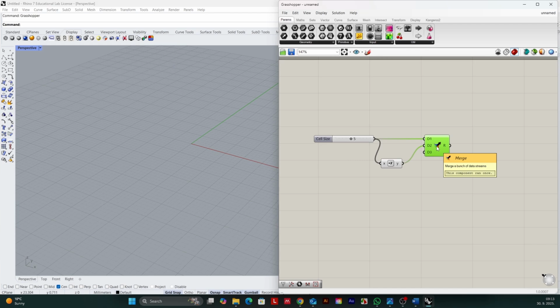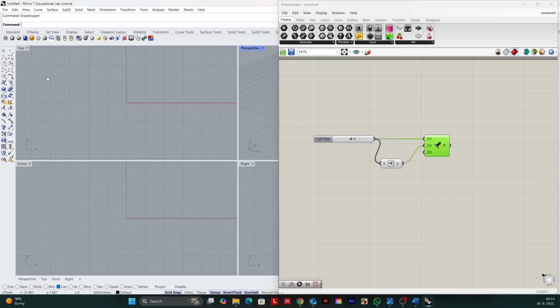So what does it mean? It means that our future unit cell is going to have 5 units in the positive side of the coordinate system and 5 units in the negative side of the coordinate system. So in total it will be 10 units of the unit size overall.